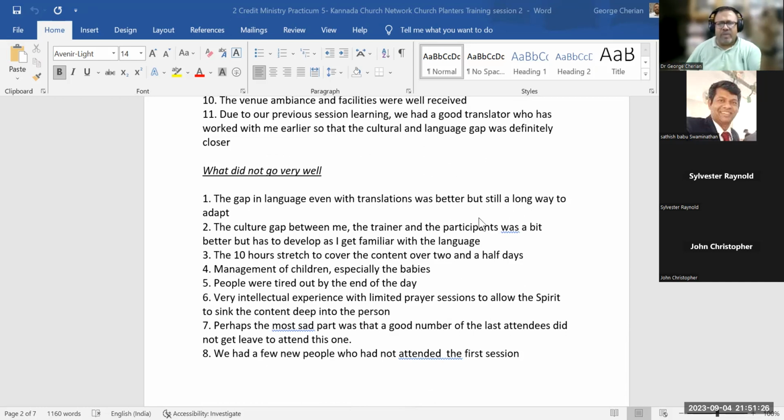So, but it didn't go, some of it, I mean, I would say there were gaps in the whole thing. The culture gap between me, the trainer, and the participants was a bit better, but has to develop as I get familiar with the language. When I am speaking and hearing the translator, I don't know what he is translating, because the language is not known to me. I don't know how culturally he's putting it. In the process, did he lose the message?